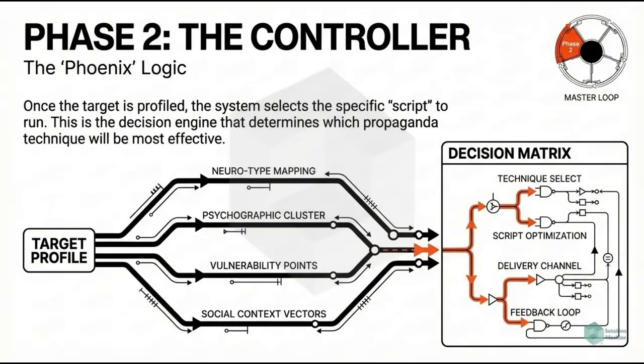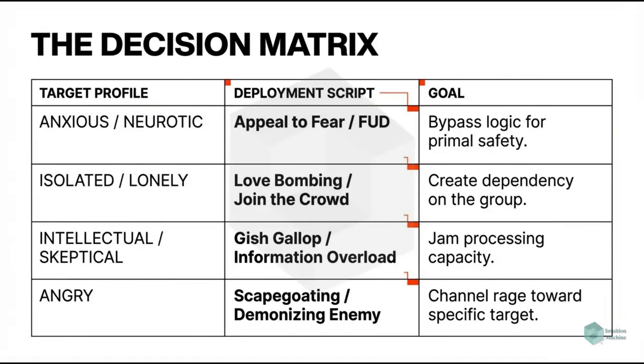Phase 2, the controller. Once the system knows your vulnerabilities, it selects the right script for your emotional state. Anxious? Here's a threat narrative. Lonely? Here's a belonging narrative. Skeptical? Here's cognitive exhaustion. So many sources, so much complexity. This is why counter-arguments often fail. You're attacking the content of the message. But the message was never about content. It was about triggering a specific emotional state that bypasses your analytical mind. You're playing chess while the system is playing neuroscience.